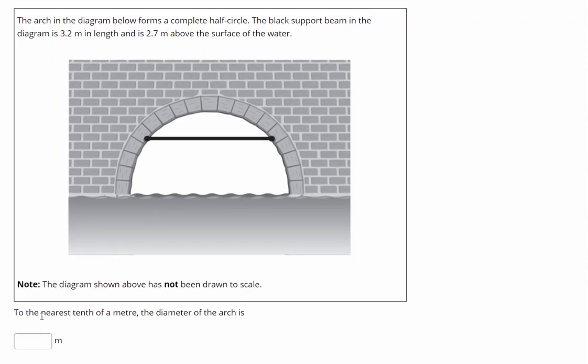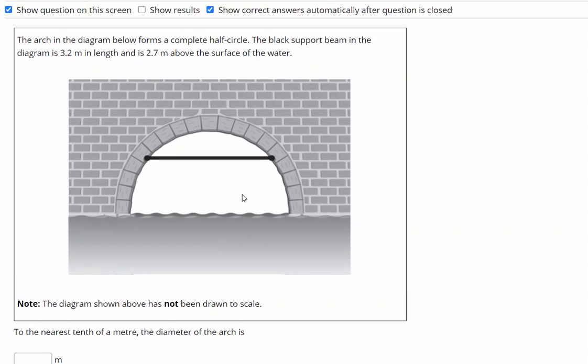Now it says, to the nearest tenth of a meter, the diameter of the arch is. So the diameter, the length from here to here, the whole thing. I'll give you a little hint on this. If you wanted the diameter of the arch, what would you probably have to find? The hypotenuse. Yeah, which would be the radius, right? So we're really after the radius in this case. Here, I'll let you guys try.